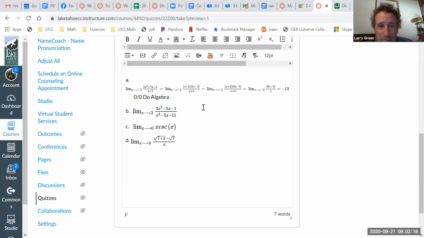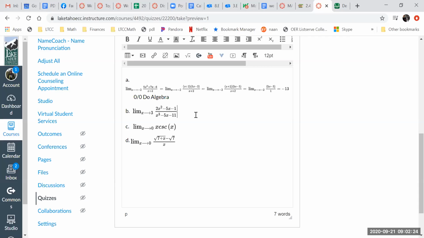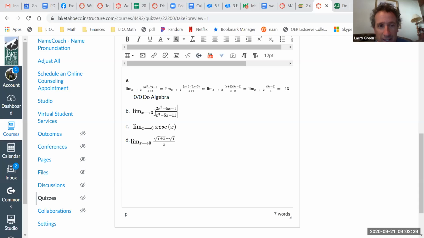Okay, now let's look at part B. What's the first thing we should do? Plug in. So what is 2 times 3 squared minus 5 times 3 minus 1? It's 2. Guess what? This is not 0 over 0. This is 2 over, and what's 3 cubed minus 5 times 3 minus 11? That's 1. 2 over 1, we're done.